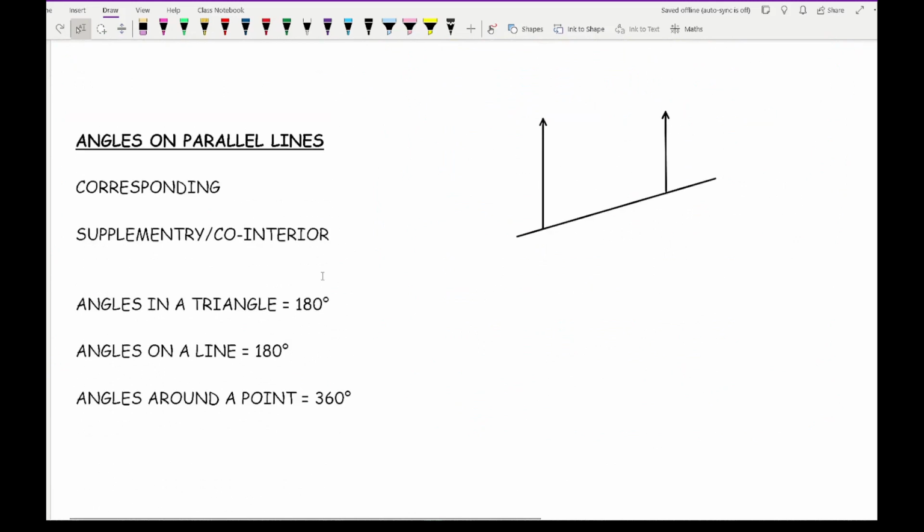And also another key thing you need to be aware of is angles on parallel lines. Now, corresponding angles are basically F angles, so they're the same. So this angle here will be the same as this angle here, and likewise this angle here is going to be the same as this angle here.